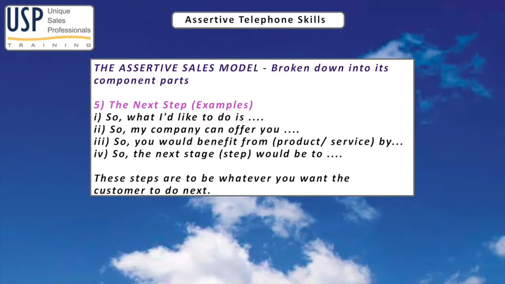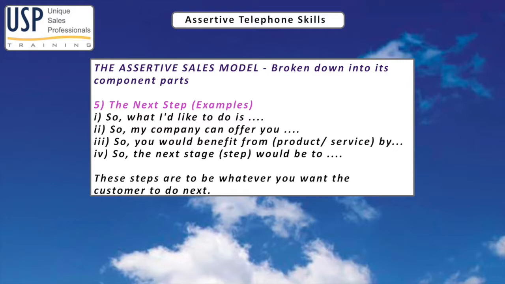So, what I'd like to do is, so my company can offer you 3. So you would benefit from my product or service by 4. So the next stage or step would be 2. And this is really much about where you set the scene for the taking of the order.